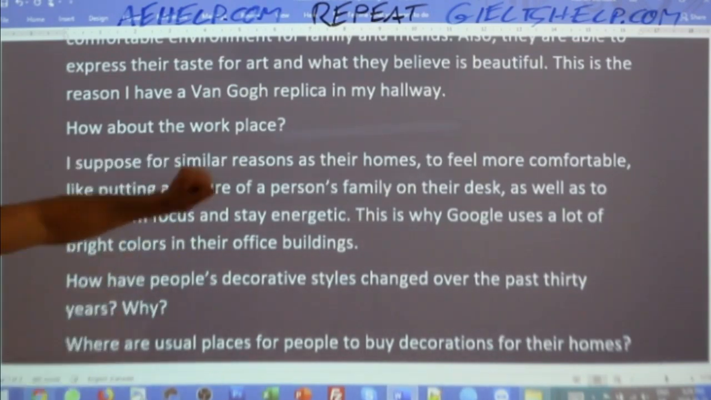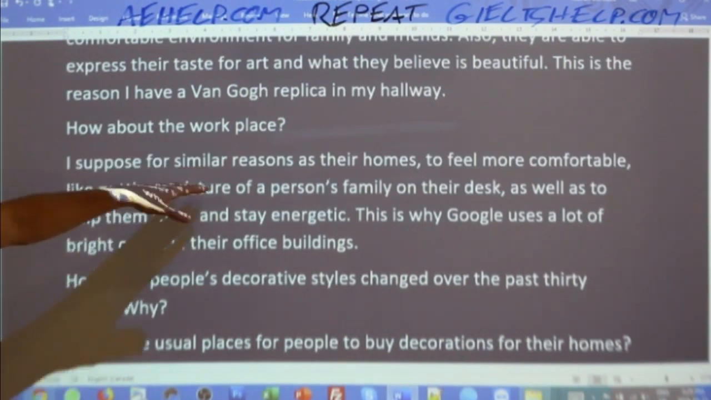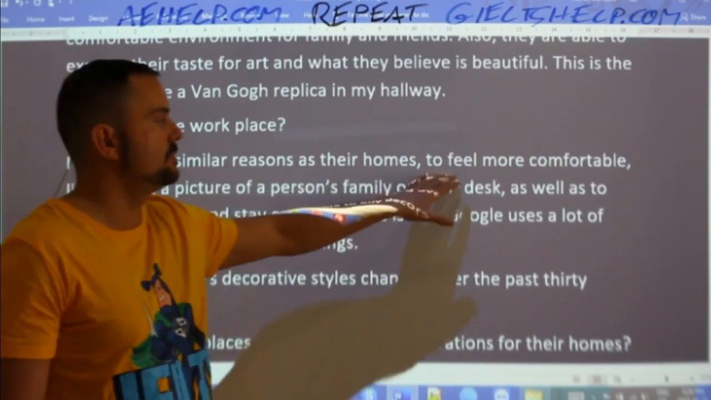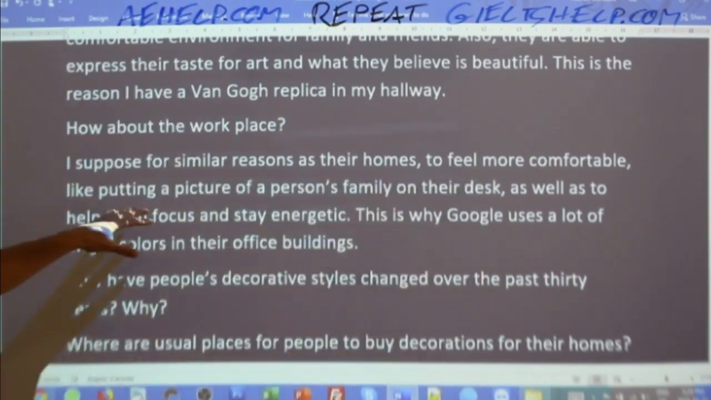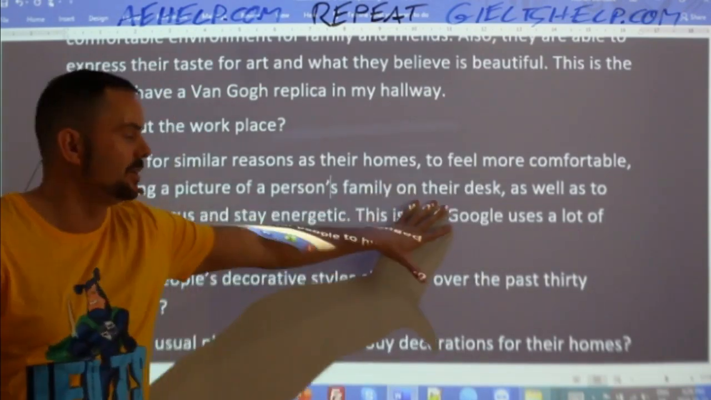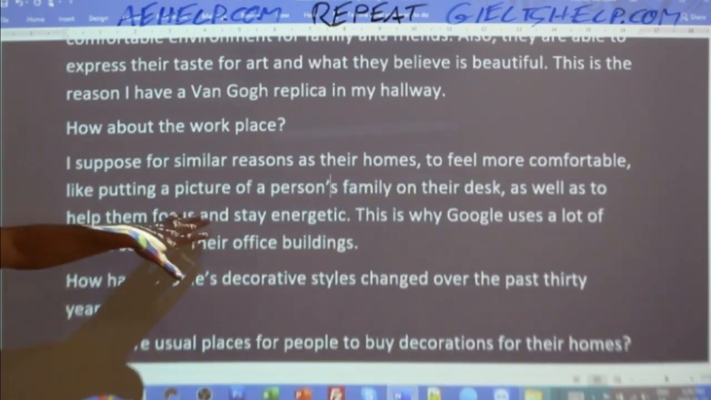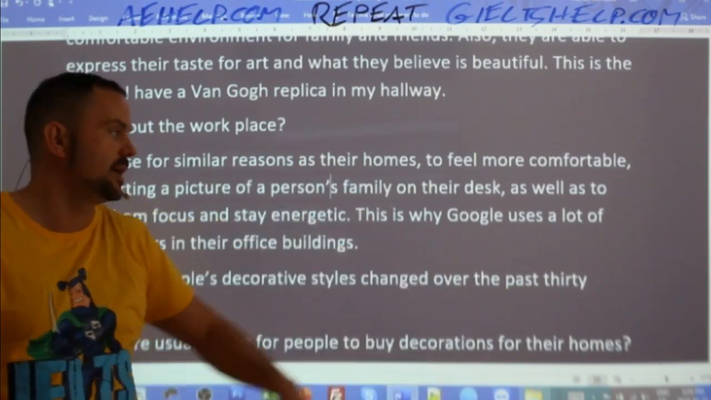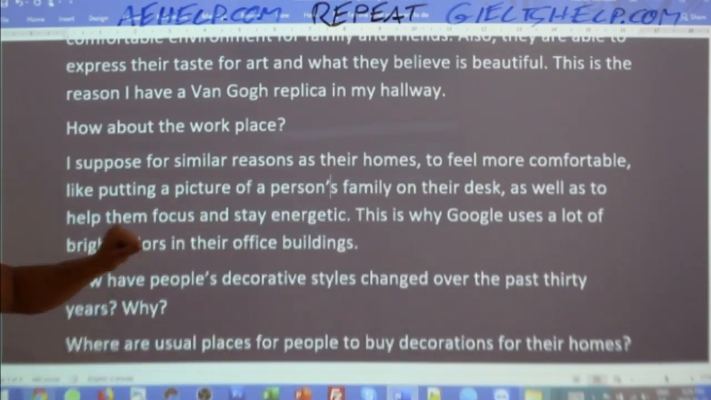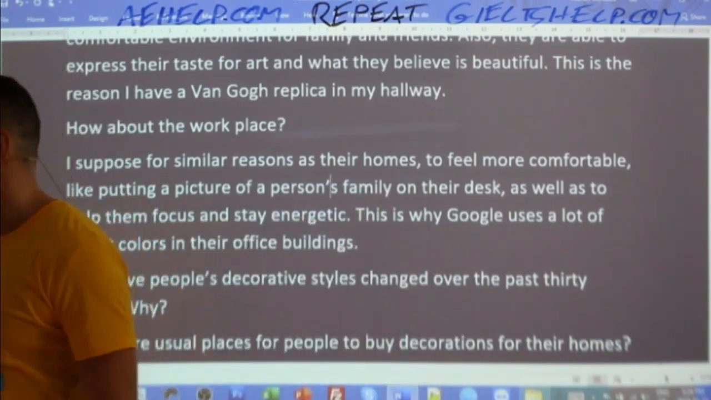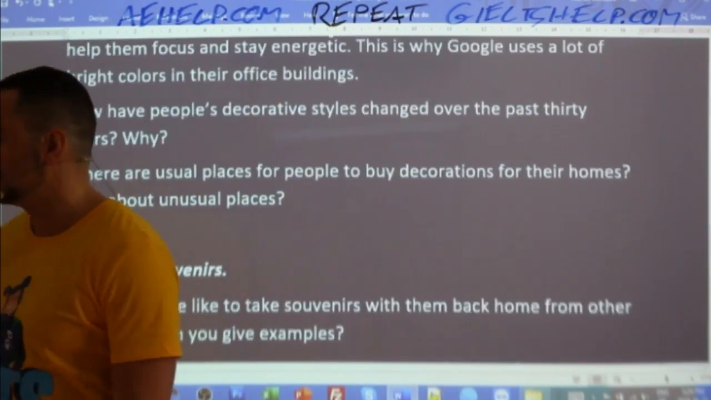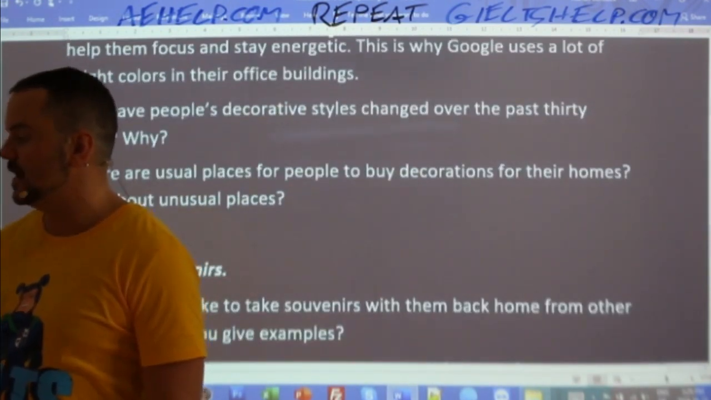How about the workplace? I suppose for similar reasons as their homes, to feel more comfortable, like putting a picture of a person's family on their desk, as well as to help them focus and stay energetic. This is why Google uses a lot of bright colors in their office buildings. All right, next question.